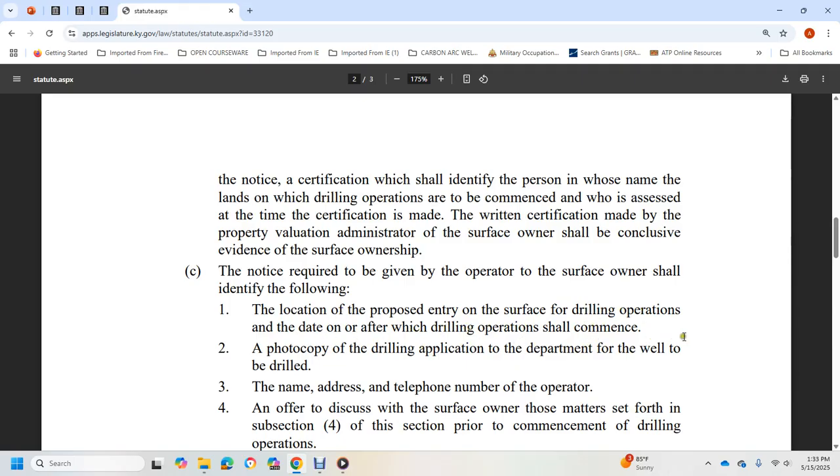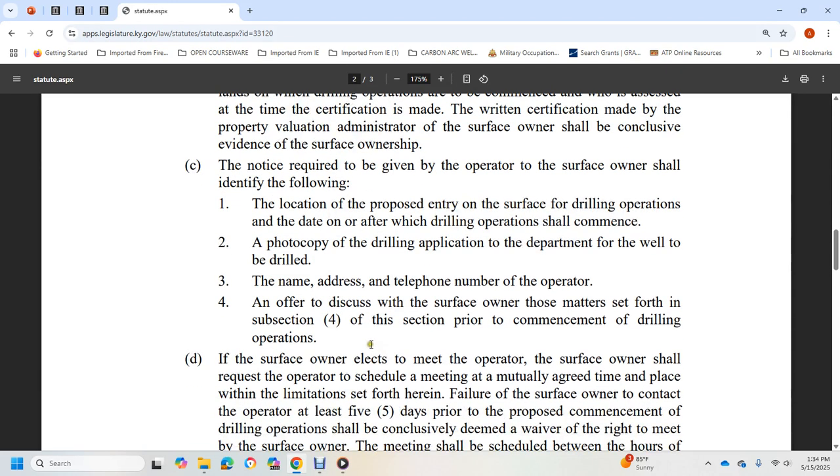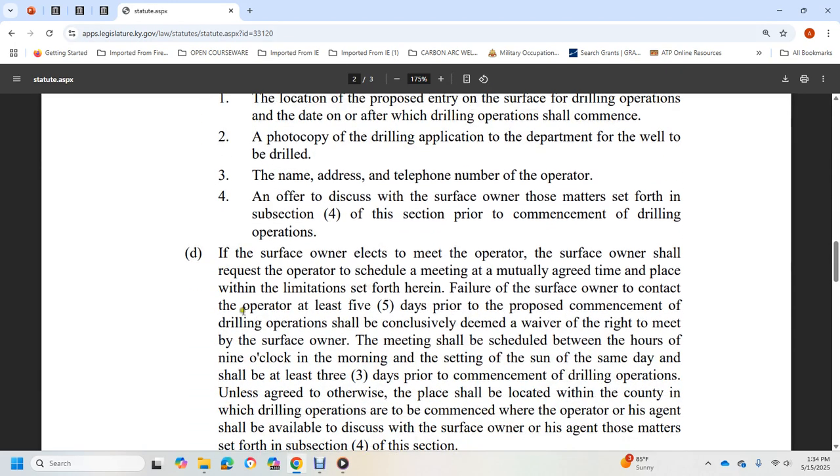The notice shall include a photocopy of the drill application and the location of the well to be drilled, and the name, address, and telephone number of the operator. The operator shall discuss with the surface owner the matters set forth in subsection 4 of the section before the commencement of the drilling operation. If the surface owner elects to meet with the operator, the surface owner shall request that the operator schedule the meeting at a mutually agreed time and place, within the limitations set forth herein. Failure of the surface owner to contact the operator at least 5 days prior to the proposed commencement of the drilling operation shall be deemed a waiver of the right to meet.